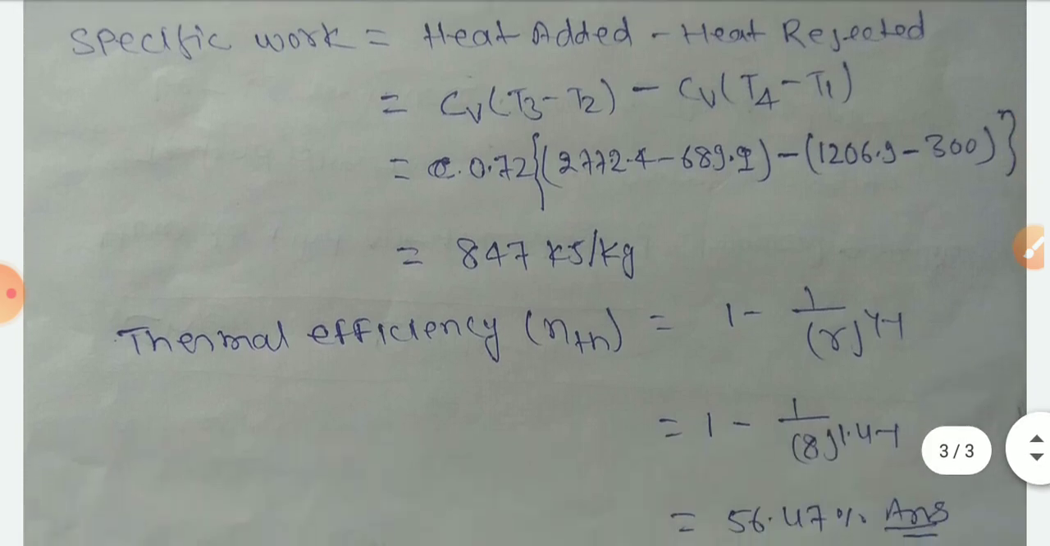Now I am going to solve for thermal efficiency. You know that thermal efficiency is 1 minus 1 by compression ratio power gamma minus 1. The compression ratio is given as 8. So you can write 1 minus 1 by 8 whole power 1.4 minus 1. So finally you can find the thermal efficiency of the Otto cycle is 56.47%.